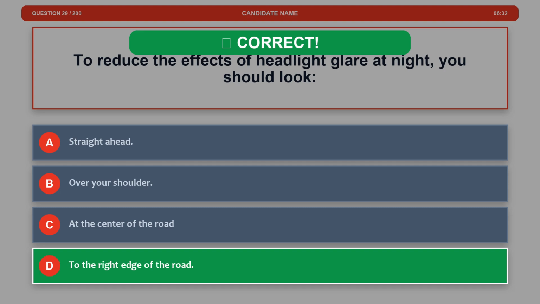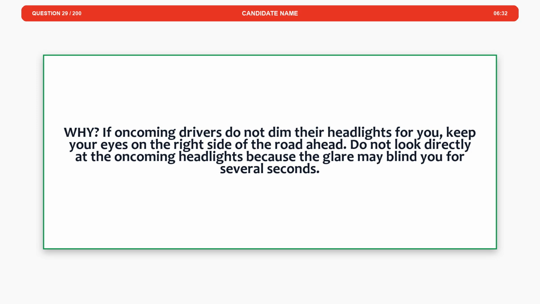The correct answer is option D. To the right edge of the road. Explanation. If oncoming drivers do not dim their headlights for you, keep your eyes on the right side of the road ahead. Do not look directly at the oncoming headlights because the glare may blind you for several seconds.